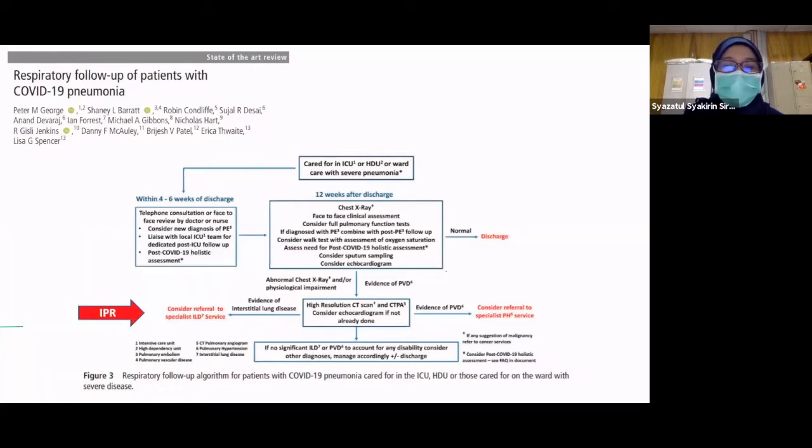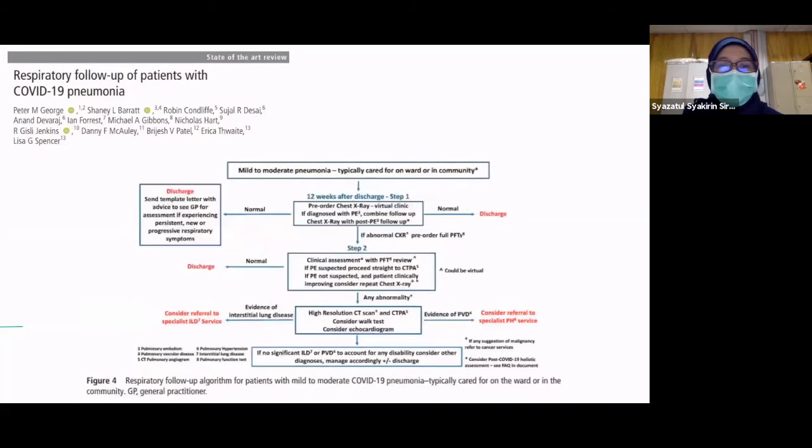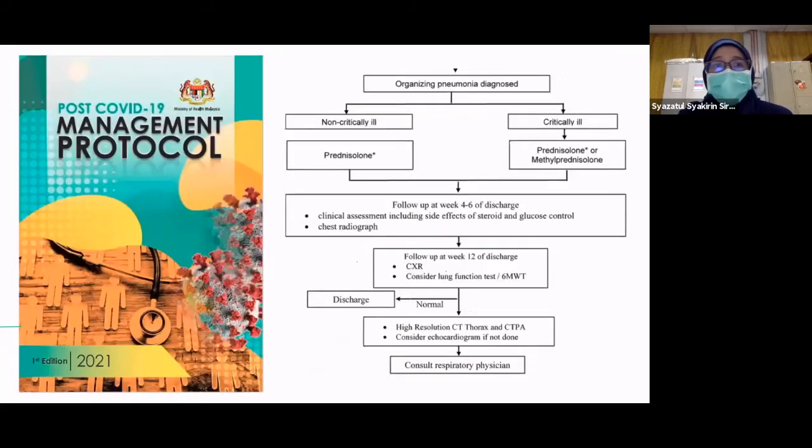So this is where the IPR comes in, and this is for patients with mild to moderate disease. Earlier was the algorithm for those with ICU admission. So IPR comes in only after there is a persistent abnormality on chest radiograph and persistent respiratory symptoms. So this is a post-COVID-19 management protocol.